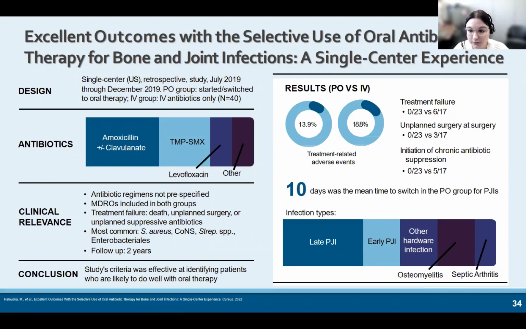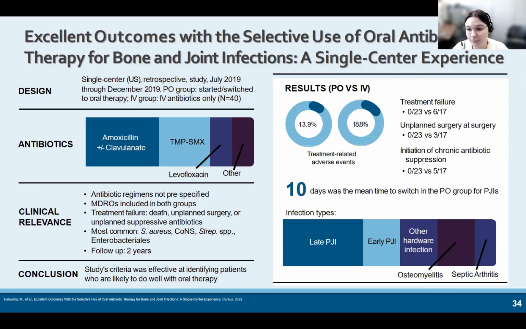So overall, there were no significant differences in the characteristics of the switch group compared to the IV group in respect to the comorbidities, age, sex, or BMI. But they did not specify the types of infections between the groups, if one was heavier with a different type of infection. Overall, the most common types of infection were late and early prosthetic joint infections, where late was defined as greater than 90 days from surgery, and early was defined as less than 90 days from surgery. And then it goes down to other hardware infections, osteomyelitis, and lastly, septic arthritis was the least common type.